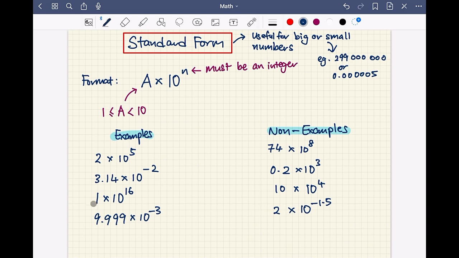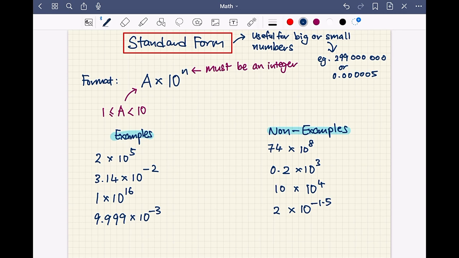Even the third example here, where it's a 1, it's fine, all right? a can be more than or equal to 1. The last one is a 9.999. I deliberately give this example, but clearly this is less than 10, so it is fine. And just to quickly look at the powers of 10, the first power is a 5, followed by a -2, a 16, -3. Negative integers are fine, they are still integers, so long as they are not like 1.5 or 1.75, that kind of thing. So that's all right.